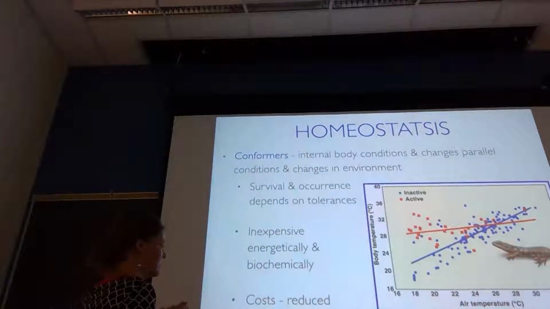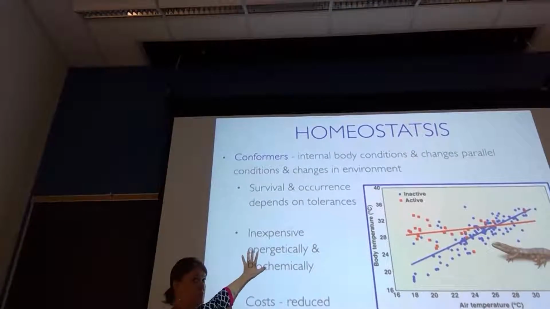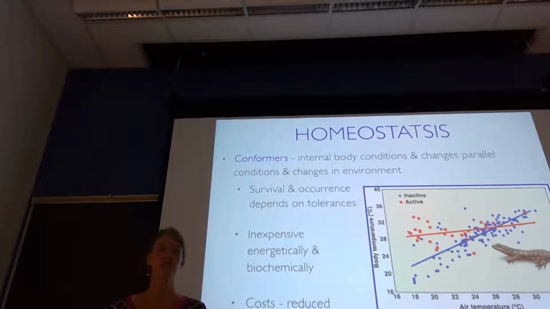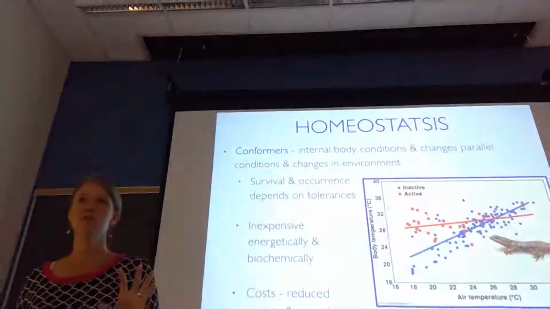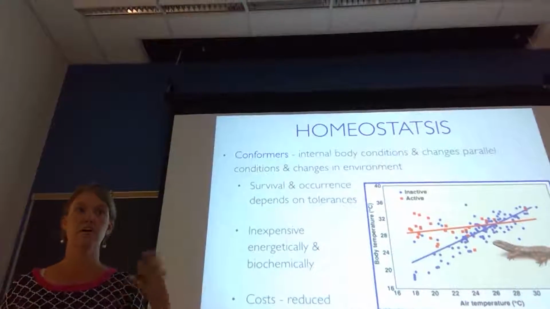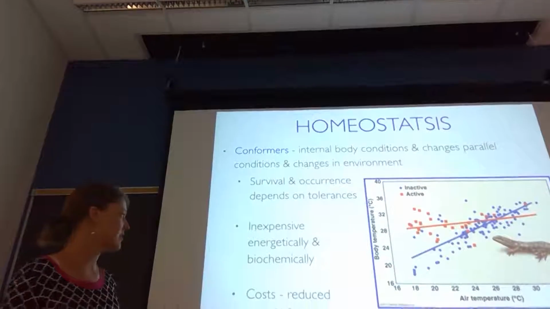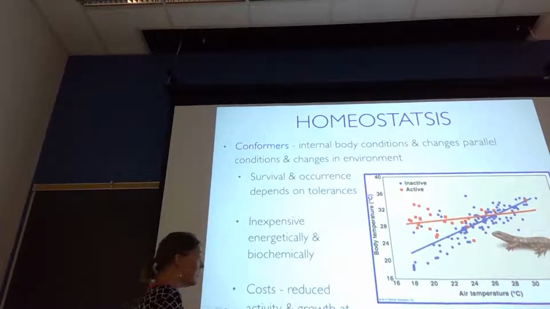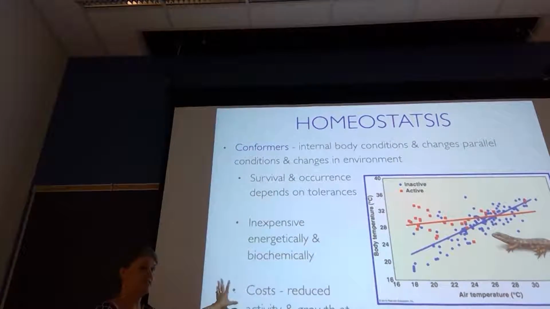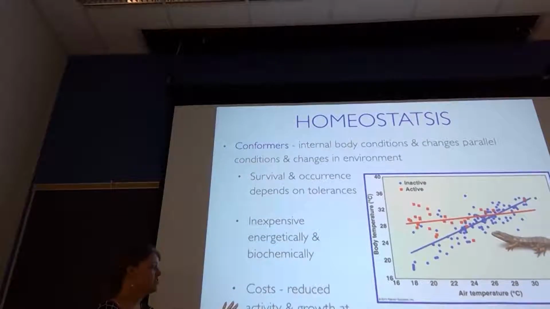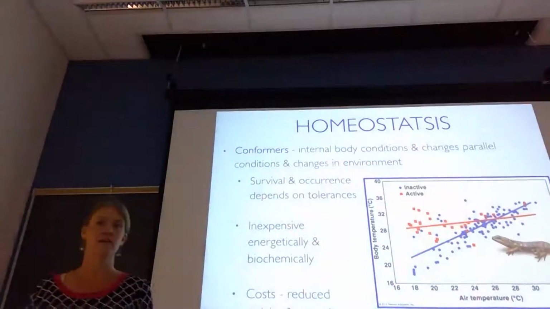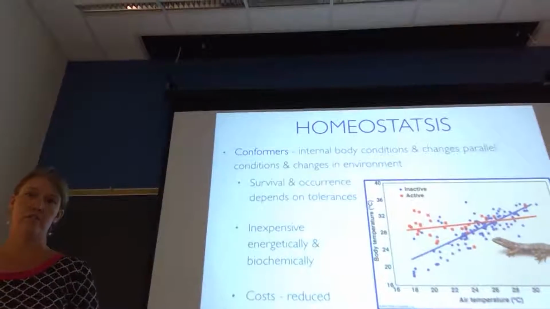This form of a lifestyle is inexpensive when it comes to energy and nutrients and organic matter. If you're not spending energy trying to maintain body temperature, you can do something else with that energy. You need less energy. That's a big advantage. The cost to that, not spending energy on maintaining homeostasis and letting your environment dictate it, means that you tend to have a reduced activity and less growth and higher mortality at the extremes of your tolerance range.